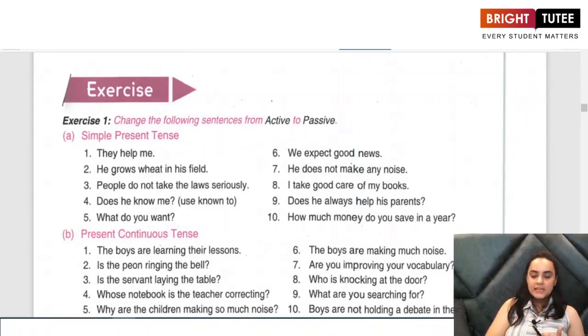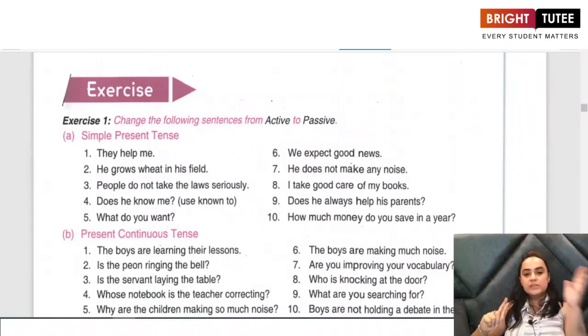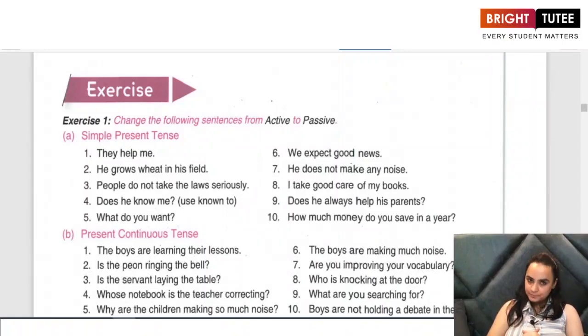There may be cases in which by can also be retained. We are not supposed to use by in those sentences. The second rule, we always change the pronouns. If the pronoun in my active sentence is in the form of a subject, it will take the form of an object. And if the pronoun is an object, it will take the form of a subject.